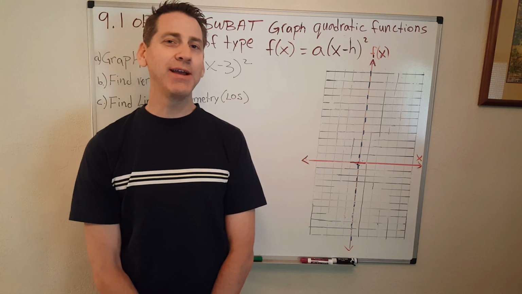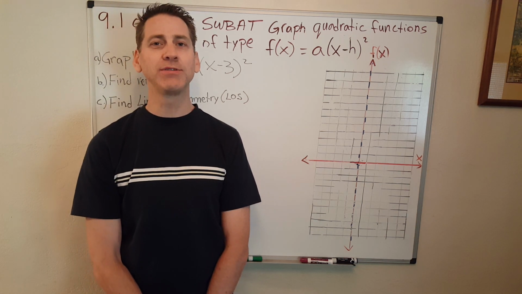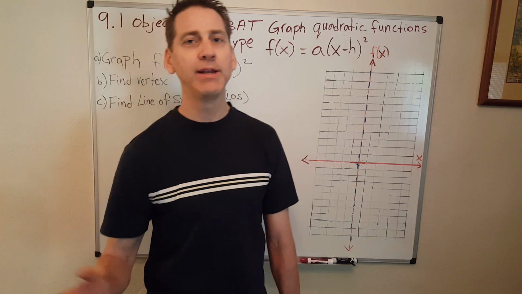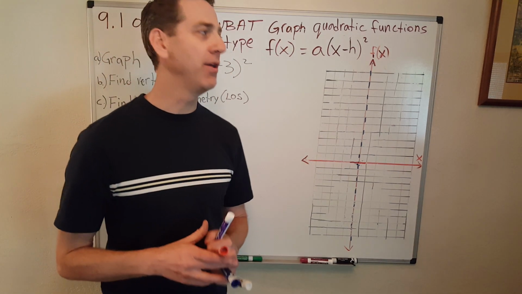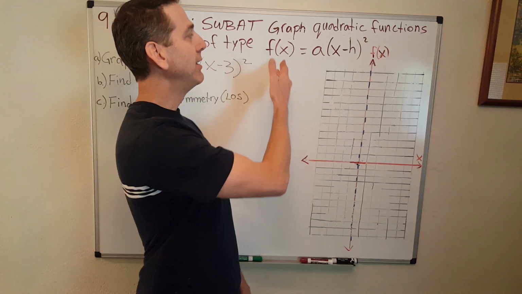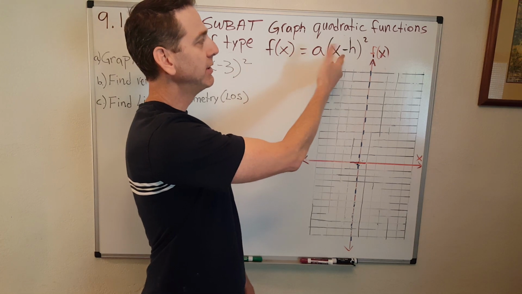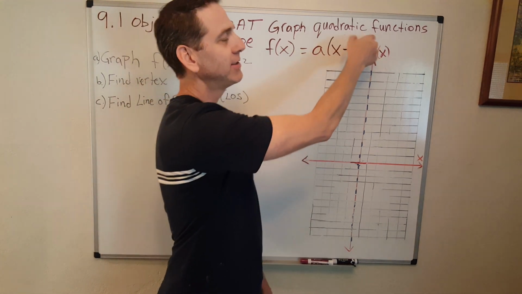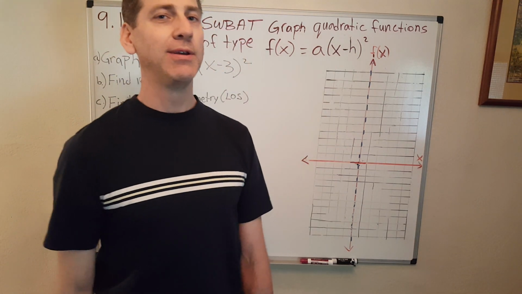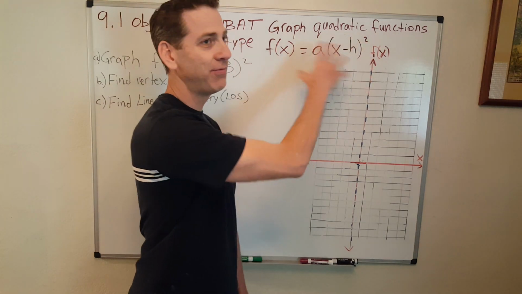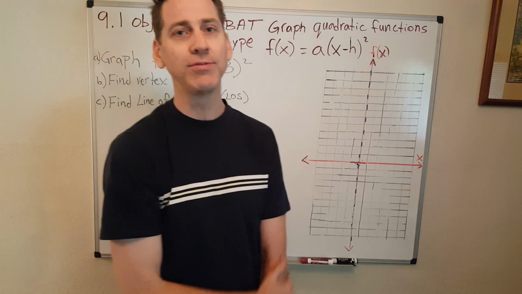All right, so in our last video, we learned how to graph just the basic f of x equals ax squared, right? Well, now we're going to expand on that, and we're going to learn how to graph the quadratic function when it's in this form, a of x minus h to the second power. What you'll find is that this form actually makes it very easy to graph.